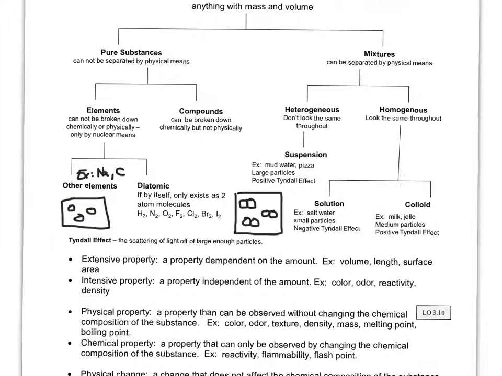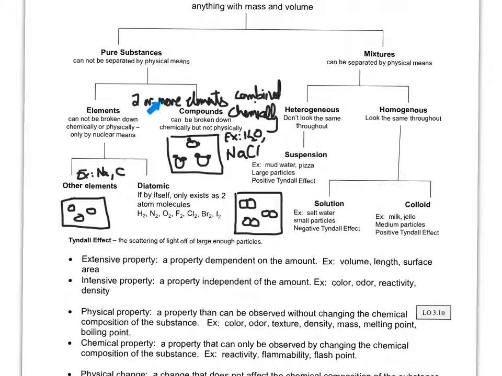So those are elements. Now if you take 2 or more of those elements, whether they're monoatomic or diatomic, and combine them together using a chemical change, so you do a chemical reaction, then that makes a compound. So they are 2 or more elements combined chemically. An example would be H2O or NaCl or H2SO4. And here is a particle diagram for it.